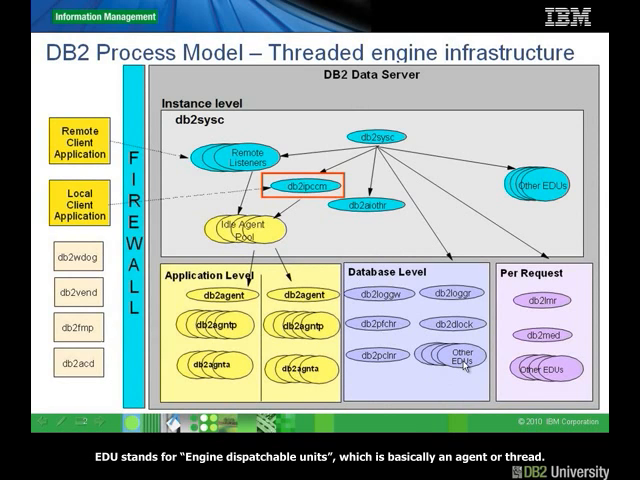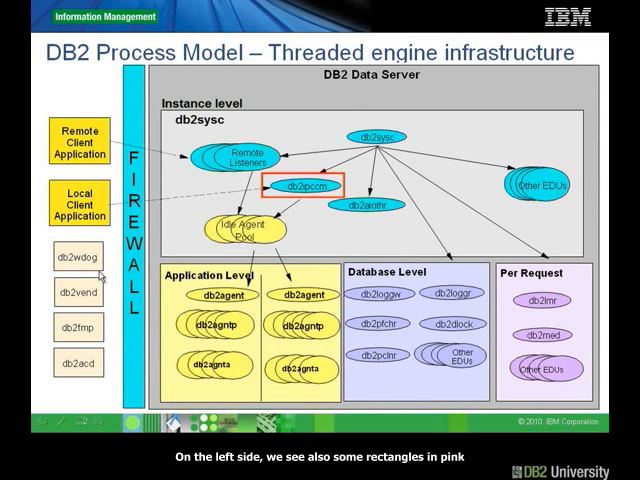EDUs stands for Engine Dispatchable Unit, which is basically an agent or thread. Also, per request, you may have other threads. The book Getting Started with DB2 Express-C has more information about these threads.